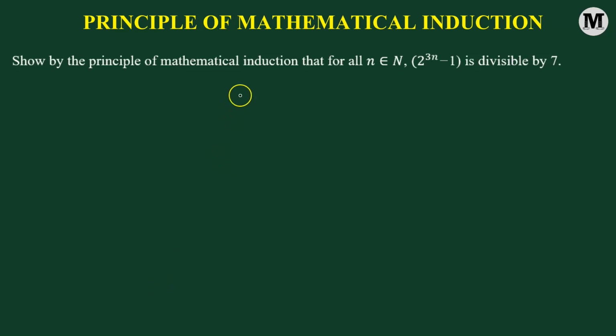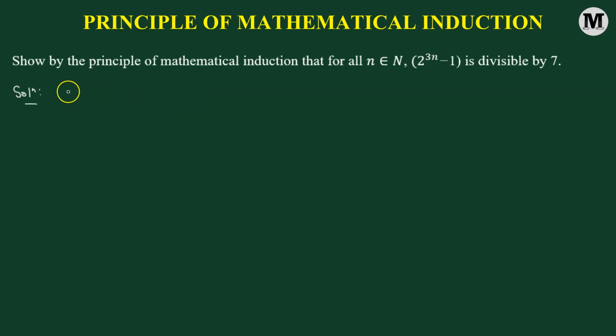Show by the principle of mathematical induction that for all n belonging to the set of natural numbers, 2 raised to the power of 3n minus 1 is divisible by 7. Okay, let us begin. Here we are given a mathematical statement that 2 raised to the power of 3n minus 1 is divisible by 7.